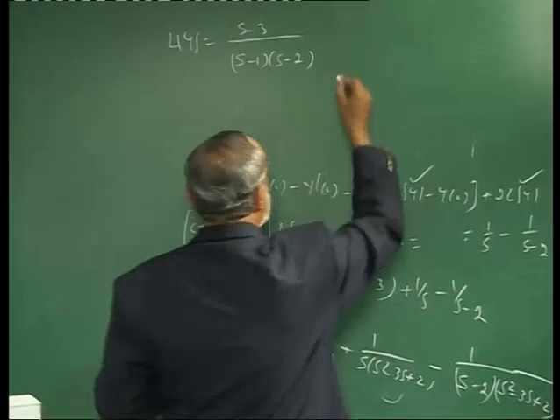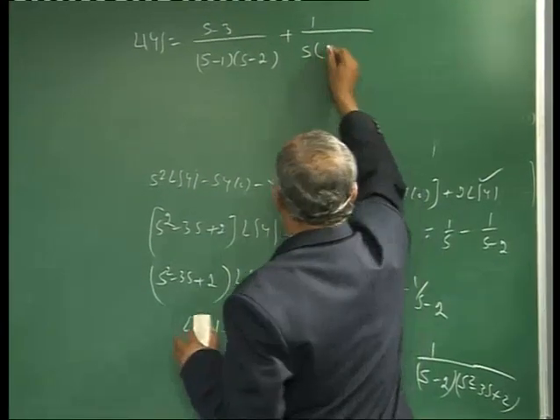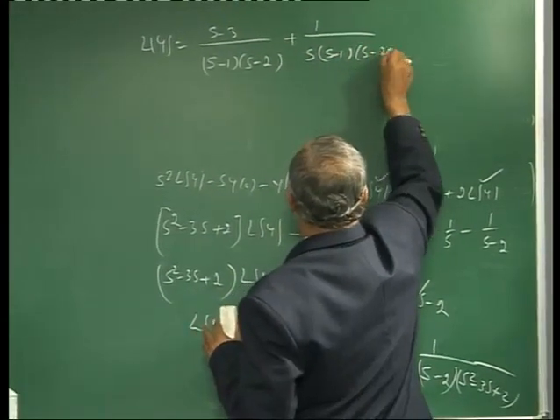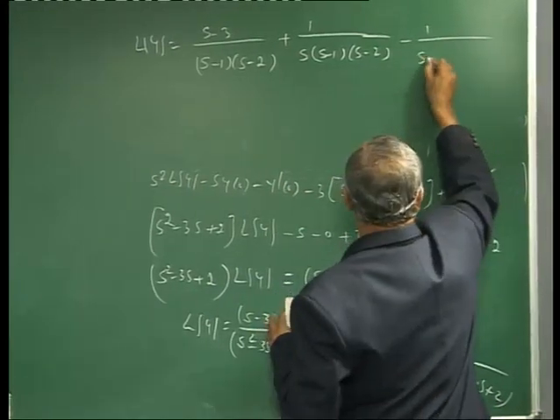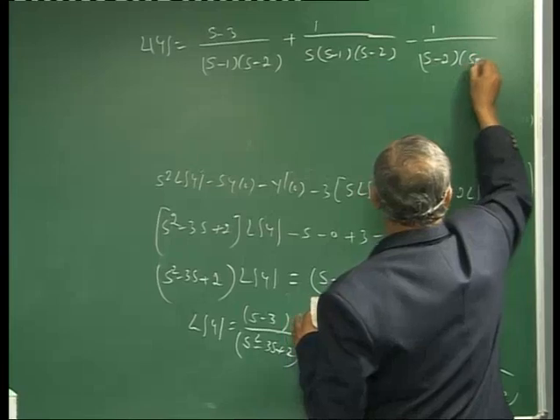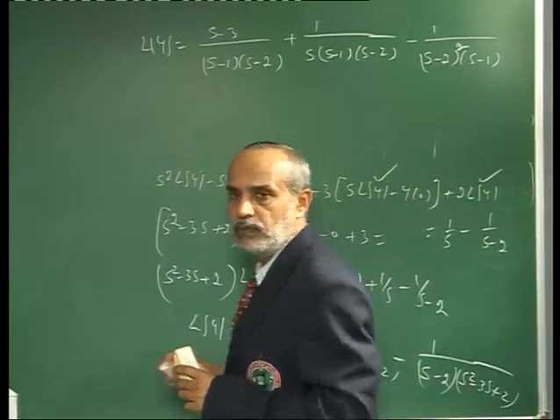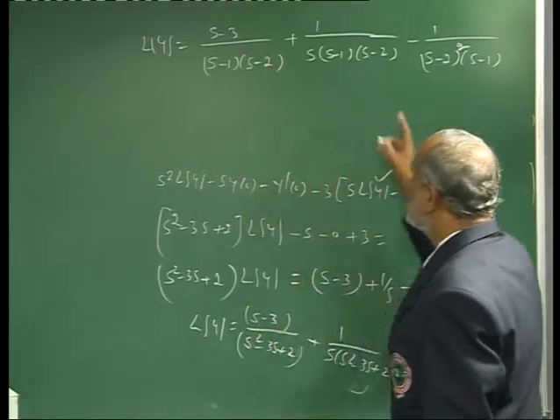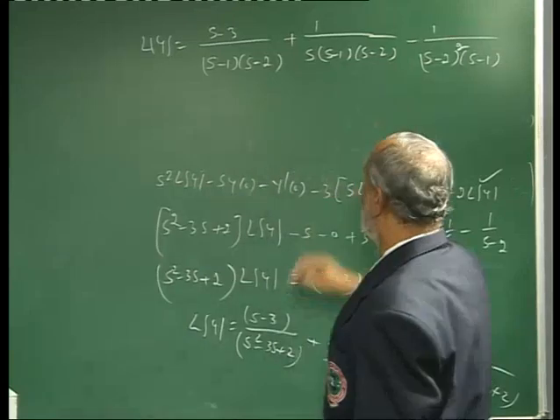Similarly, here plus 1 divided by s into (s minus 1) (s minus 2), and next minus 1 divided by (s minus 2) into (s minus 2) into (s minus 1), that is (s minus 2) whole squared. After getting this equation, first you can solve the partial fractions of each term separately.